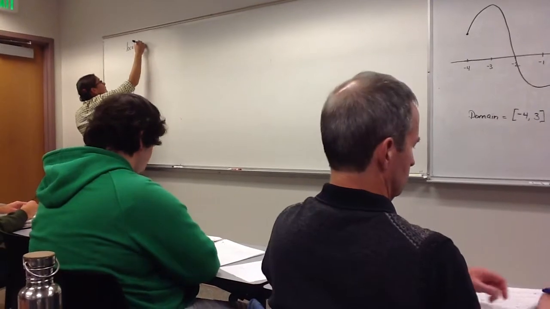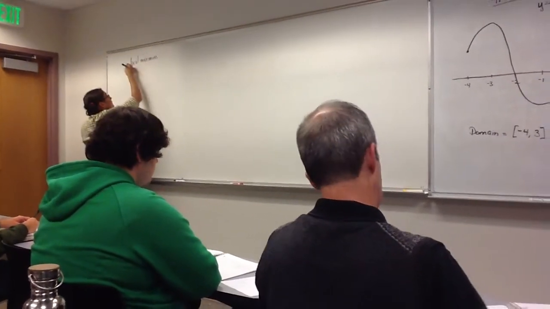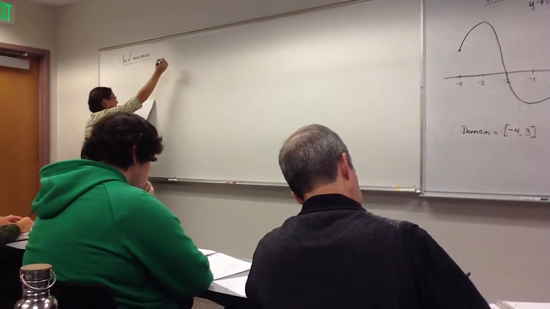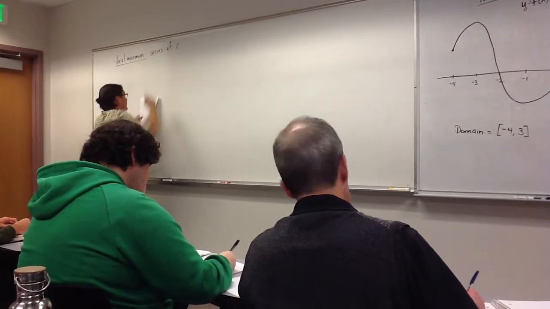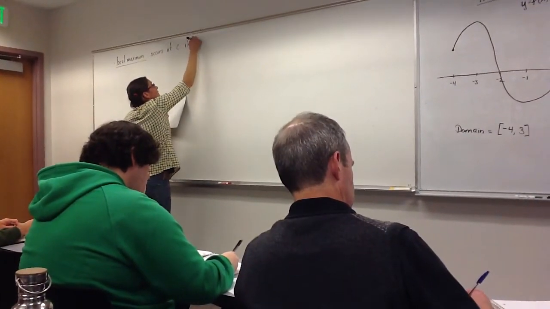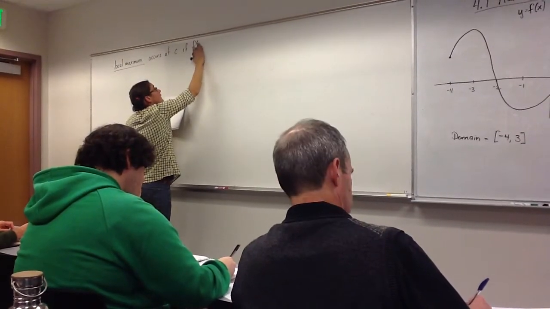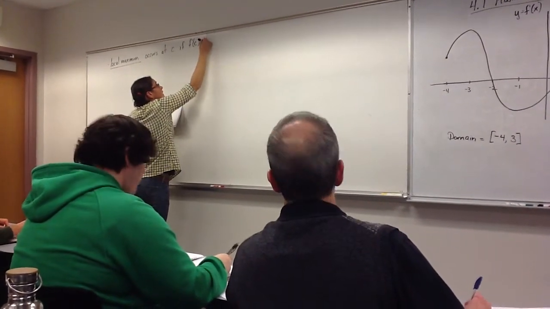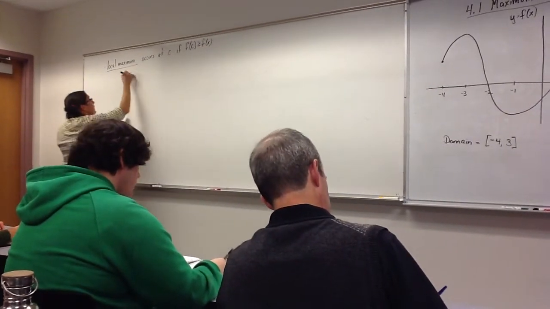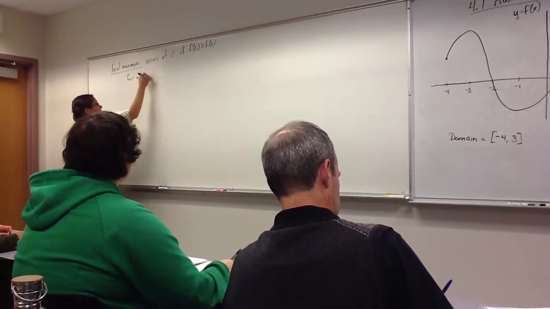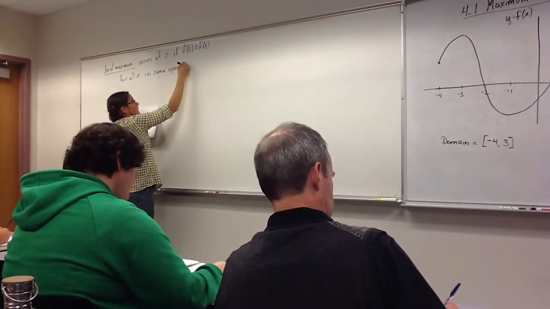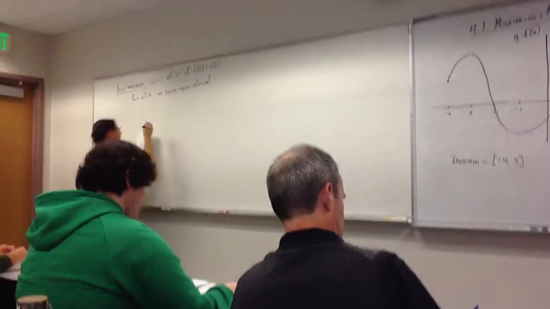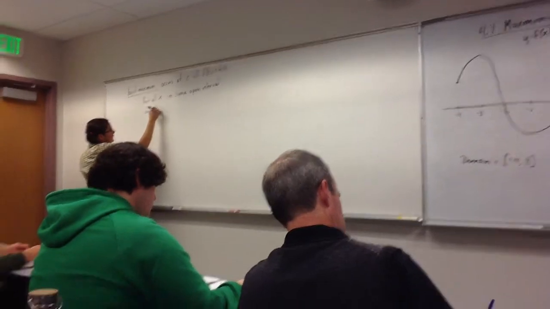Our next definition is local maximum. We say that we have a local maximum, and the local maximum occurs at an x value of c, if f of c is greater than or equal to f of x for all x in some open interval containing c.